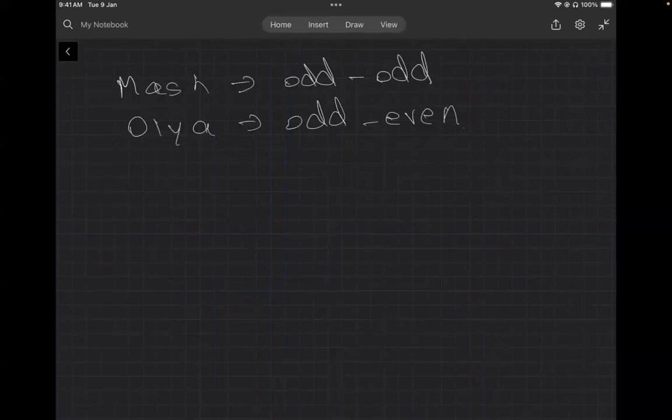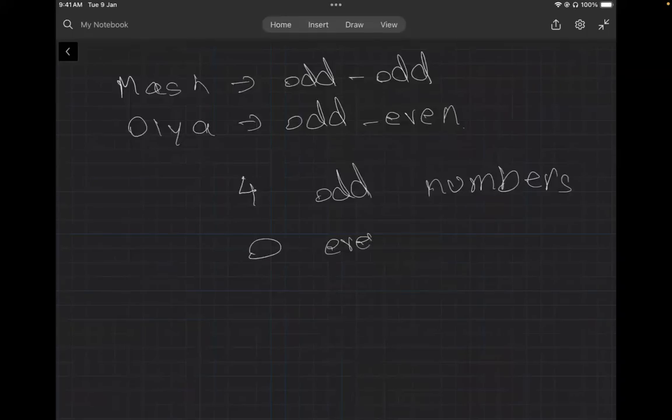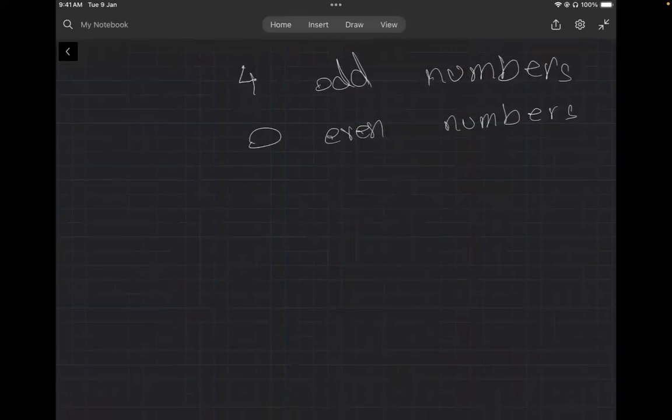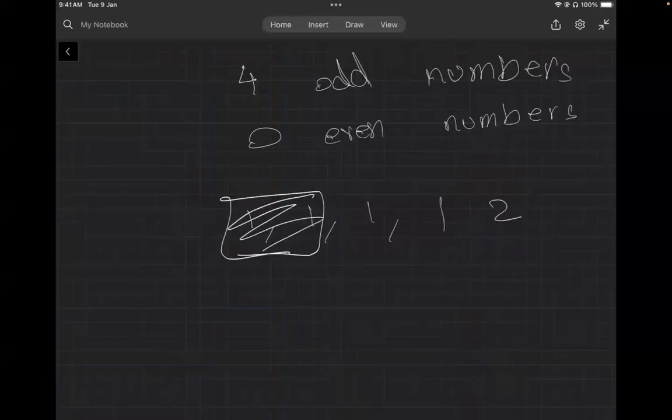Okay. Now, let's say there are four odd numbers. Okay. And let's say there are zero even numbers. For now. Now, first Masha will take two odd numbers. Let's say all of them are 1 currently. Okay, 1, 1, 1, 1. This is the array. So she will take these two numbers and this will become 2, right? So it will go here.